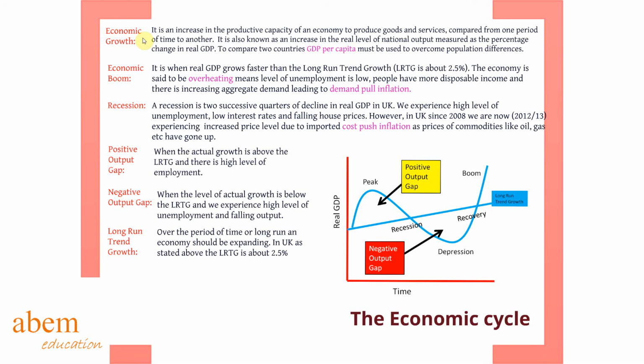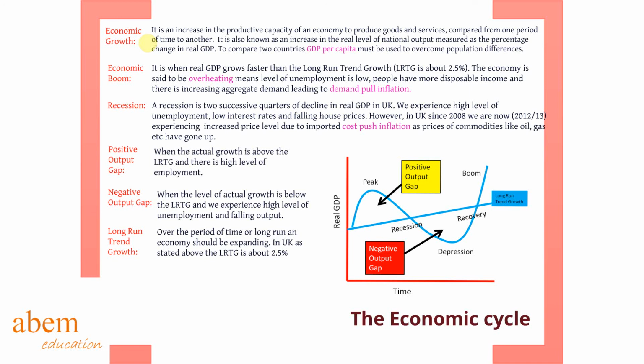Another way of measuring economic growth is the increase in GDP rates. If you're comparing two countries, then the best way to take population into account, because you cannot compare the UK with the United States of America, is to look at GDP per capita, which is GDP divided by population.